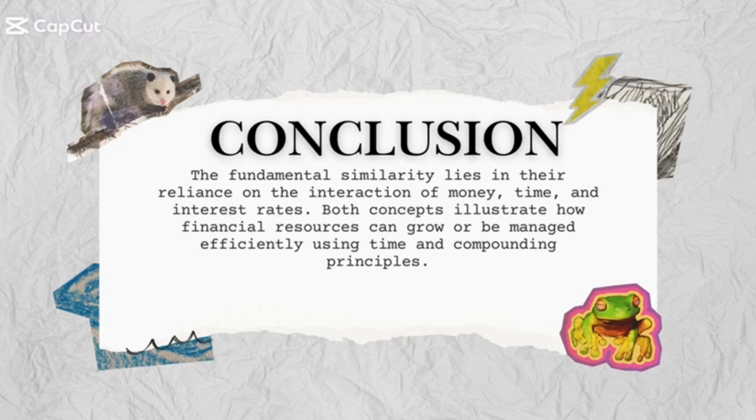In conclusion, the fundamental similarity lies in their reliance on the interaction of money, time, and interest rates. Both concepts illustrate how financial resources can grow or be managed efficiently using time and compounding principle.